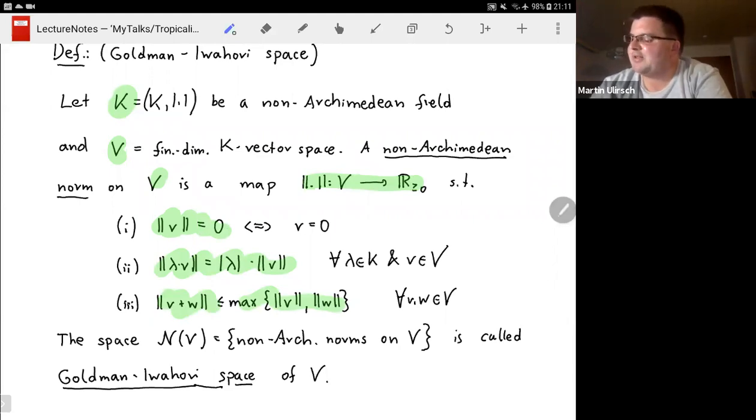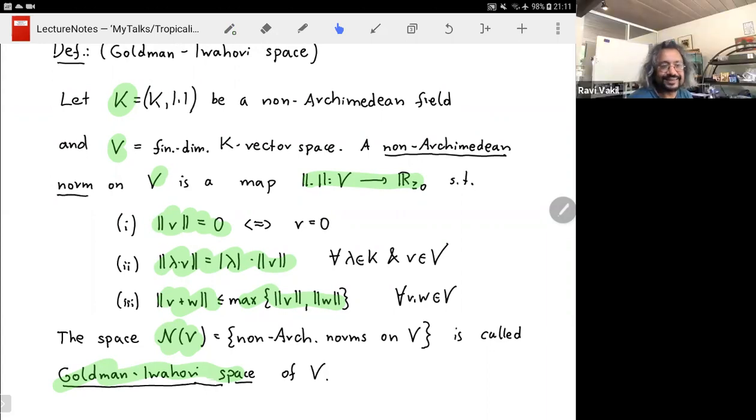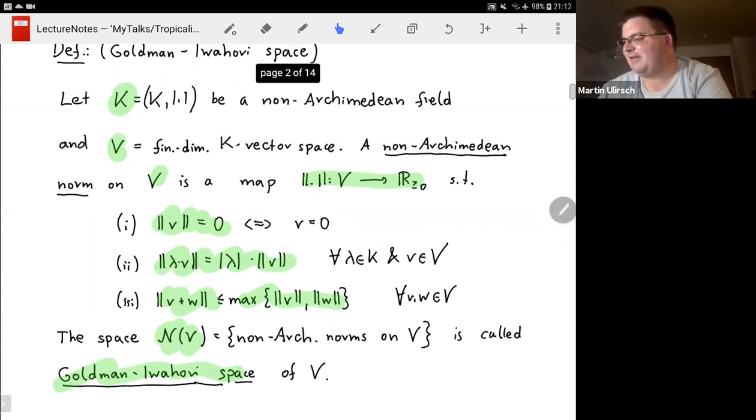And now I want to look at the set of such non-Archimedean norms on the vector space that is called the Goldman-Iwahori space in the literature. And later you will also see that it is closely related to Bruhat-Tits buildings, but for now I will not say that. Are there questions? I'm going to continue with a few more definitions. That's why I want to make sure everyone is still on board. I guess I'm setting the tone by asking just very basic questions on Discord just to make sure I understand things, but no one seems to have any actual real questions. Okay, good. Then I'll continue.